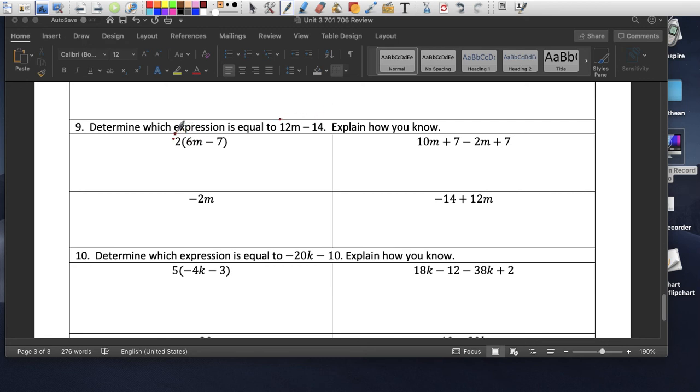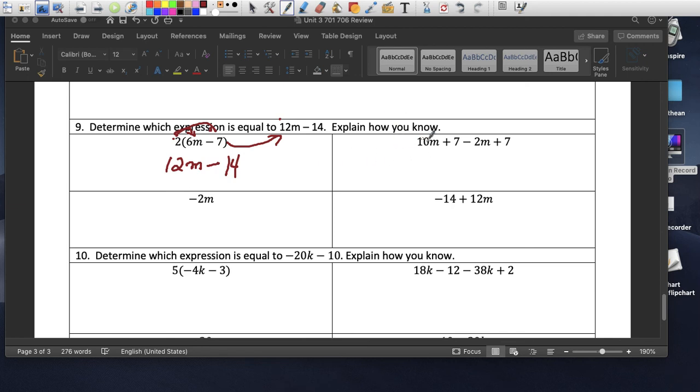Well, let's do the distributive property here. 2 times 6 is 12m. Positive times a negative is a negative, and 2 times 7 is 14. Look at that. I can then write here that this one and this one are equivalent. Why? Because I did the distributive property, and after I did it, I got the same result, which is 12m minus 14. So that's what you would write.